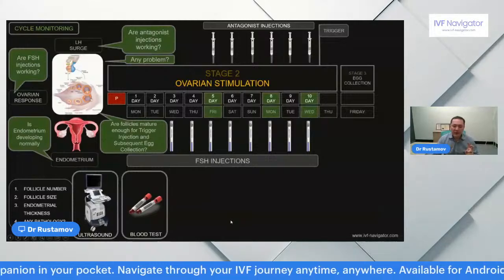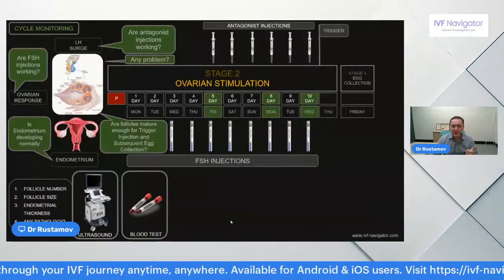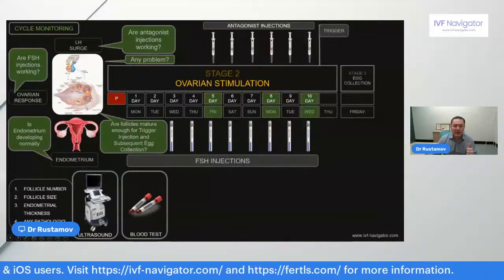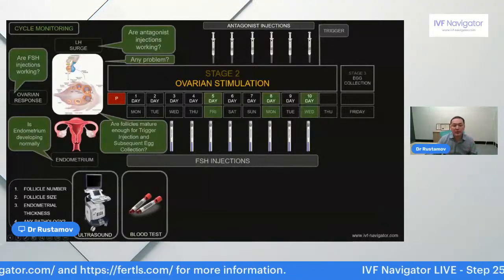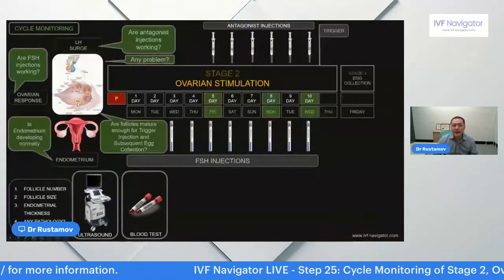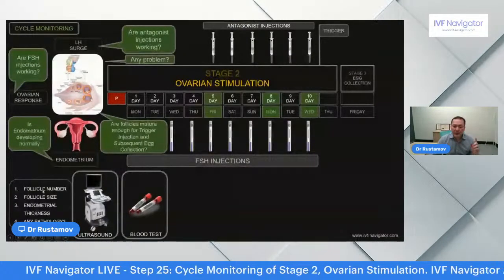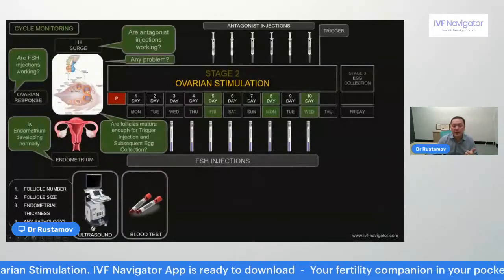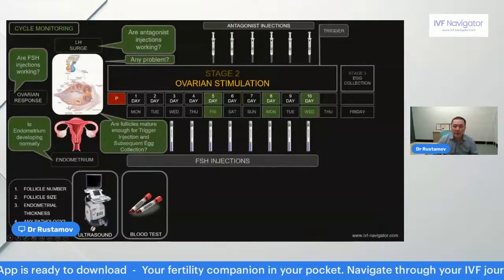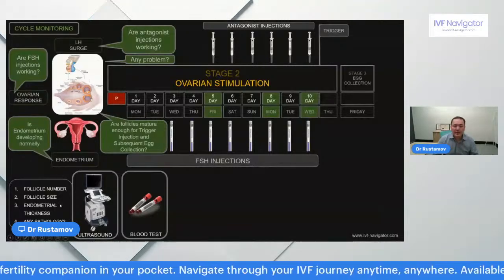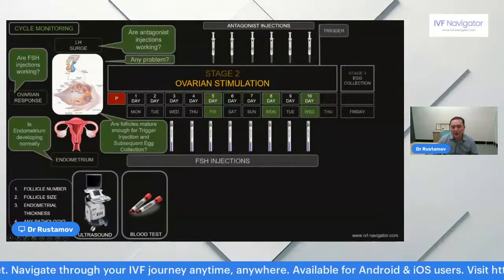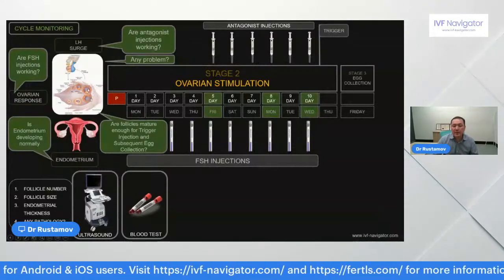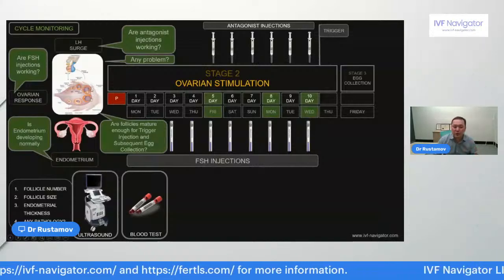In cycle monitoring, 3 things happen. The first thing is you have an ultrasound scan. You have a transvaginal ultrasound scan. On the scan, the sonographer will check the ovaries and the uterus. In terms of the ovaries, on each ovary, the sonographer will check how many follicles you have. Follicles can be of different sizes, so they count the total number of follicles. The second is the size of each and every follicle. Normally sonographers measure the follicle in 3 different measurements, and they work out the volume of each follicle.